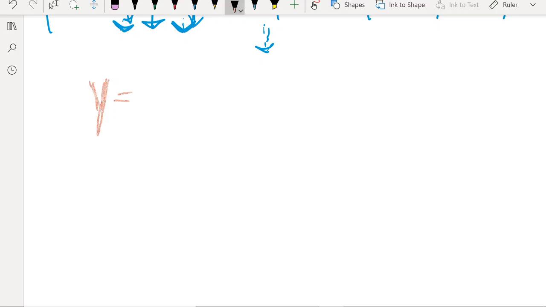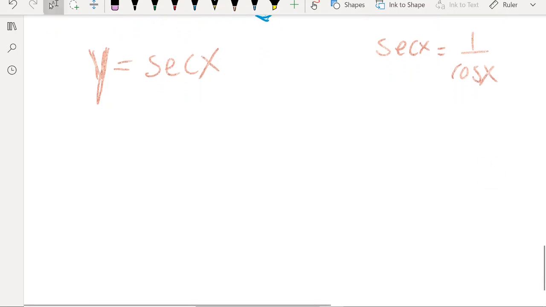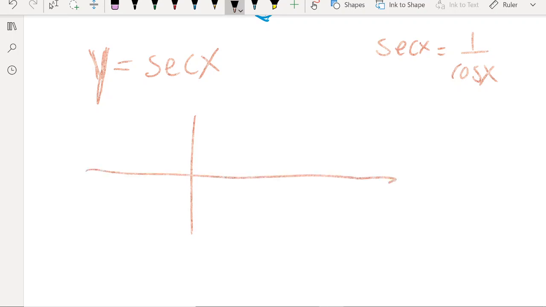y equals, let's say the secant of x. So I'll write this off to the side. Secant of x is equal to 1 over the cosine of x. That's just a trig identity that we should know. So it's going to be built off of cosine, right? So I'm going to do a graph, and I'm going to do kind of a dotted thing for cosine. So cosine starts right here.